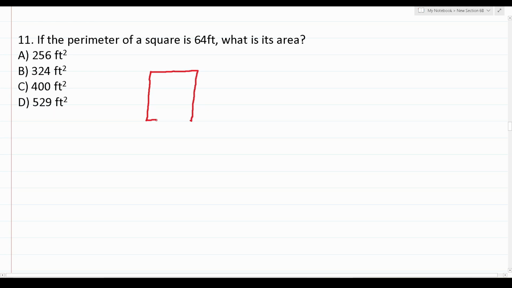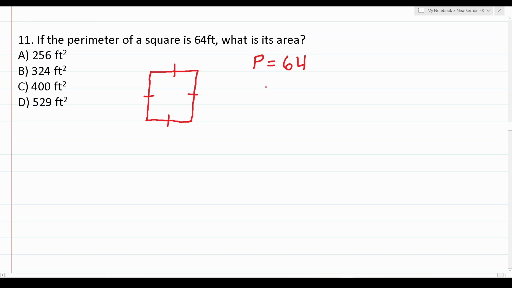And what do we know about squares? Well, in squares, all the sides are equal. So this side's equal to this side, and that side's equal to that side, and finally that side's equal to that side. We're told the perimeter of this square, or P, is 64. All right, so we're told its perimeter, and we want to find its area.